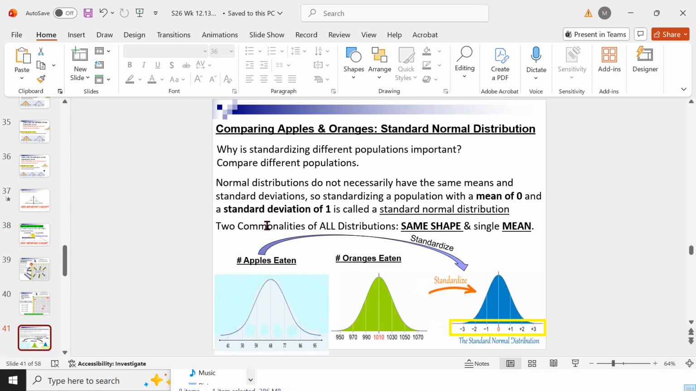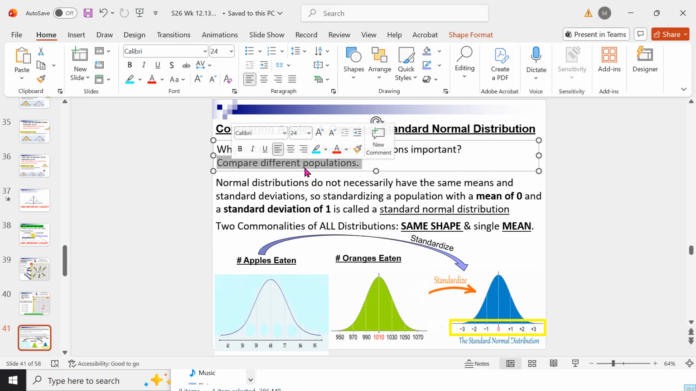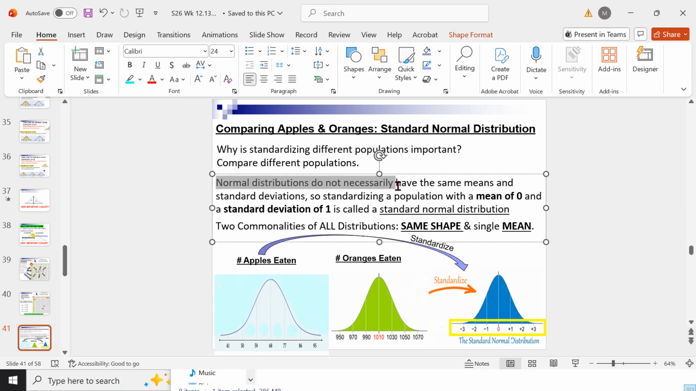All right, moving on. Here we're getting into the whole idea of comparing apples and oranges. And why is standardizing different populations important? For one reason, so you can compare these different populations. What do I mean, different populations? Well, normal distributions do not necessarily all have the same mean. Of course they don't. Here we're talking about the number of apples eaten per day, and in this study, the number of oranges eaten per day. They ain't going to be the same, right?